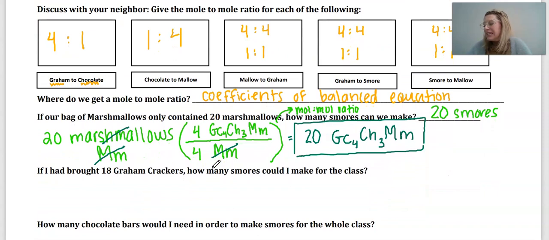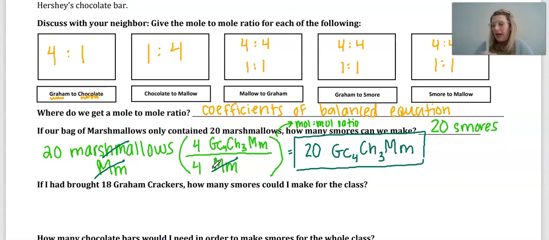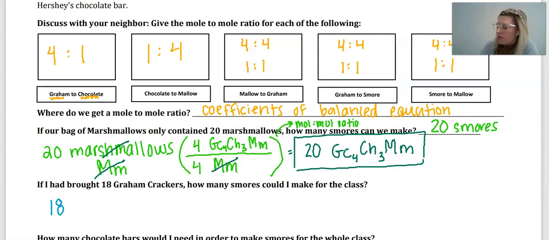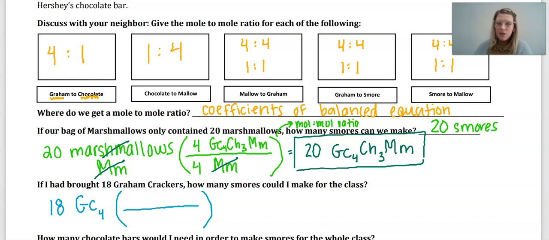If I brought 18 graham crackers to class, okay, how many s'mores could I make for class? So in order to do this problem, again, we're going to write out what we start with, 18 graham crackers, GC. Okay, set up our mole-to-mole ratio from our balanced equation. Graham crackers we want to cancel, so that's going to go on the bottom, GC. And I want s'mores up top, so s'mores. Okay, now I want to look for my mole-to-mole ratio. So I'm going to scroll back up.